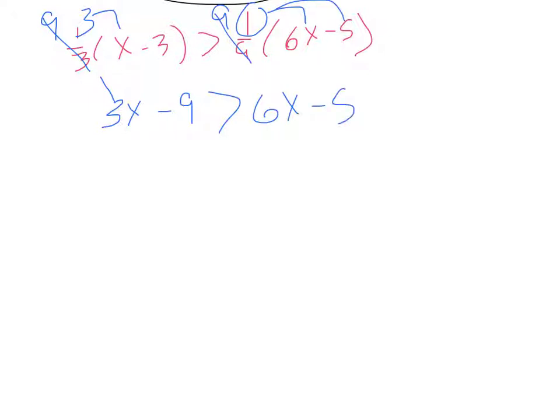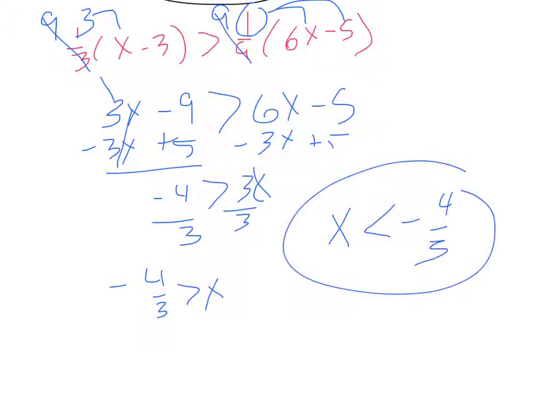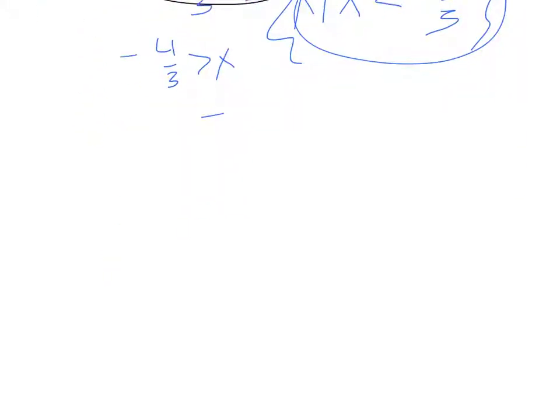So I'm going to get my x's to the right now to keep them positive, so minus 3x, minus 3x, and then get my numbers to the left, so add 5. These cancel, so you get negative 4 is greater than 3x. Divide by 3, you get negative 4/3 is greater than x, which is the same thing as x is less than negative 4/3. This looks better to me than that, whatever. I mean, we could put this in set notation, we could put this in interval notation, we could graph it, but we're just solving these, so we'll go with that.